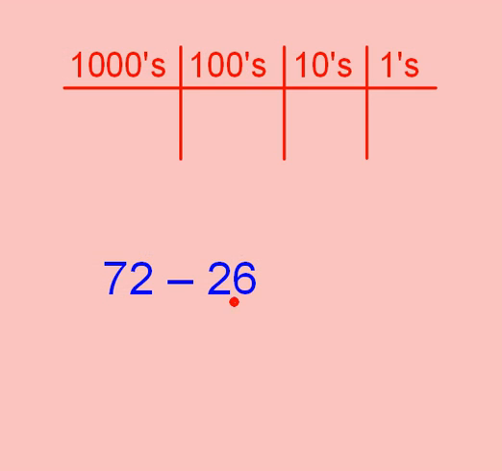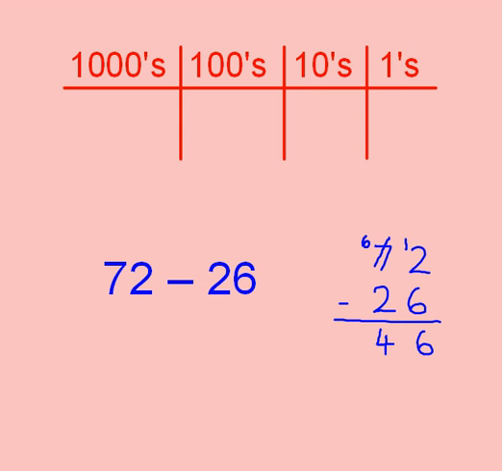Let's look at this more difficult question now. I'm going to show you a method that works very quickly. We have 72 and we want to take away 26. 2 take away 6 gives us a problem. Now you might have heard about borrowing. We're going to take 1 from the 7 to make it 6, and we're going to put that 1 here to make this 12. 12 take away 6 is 6, and 6 take away 2 is 4.